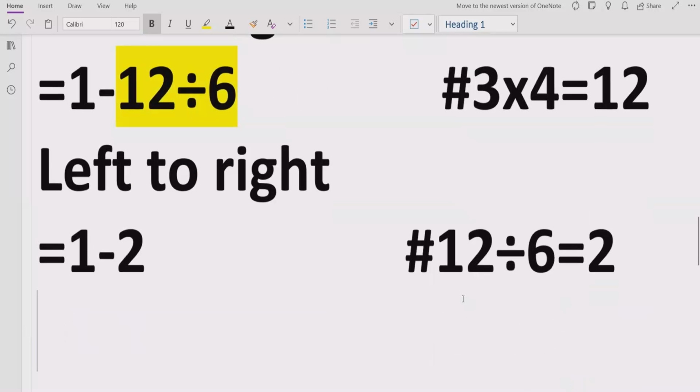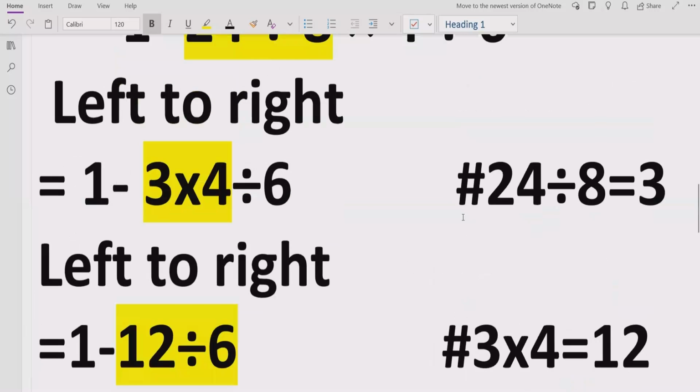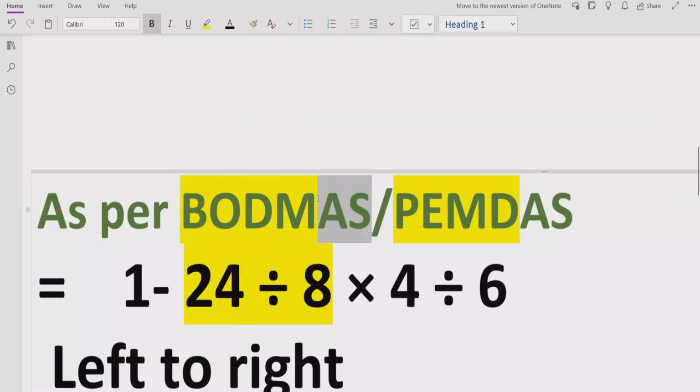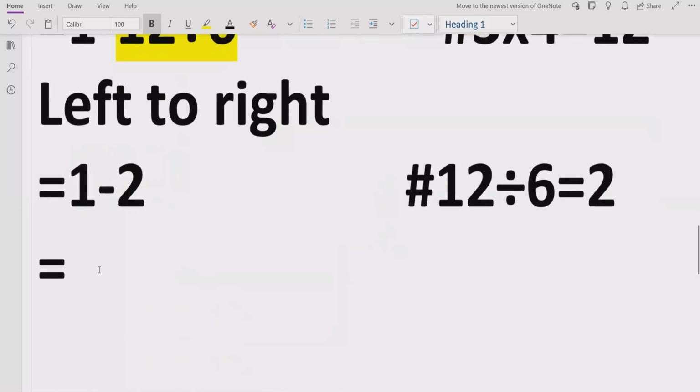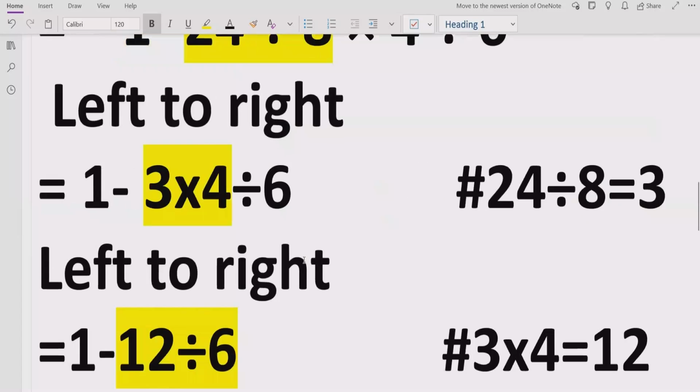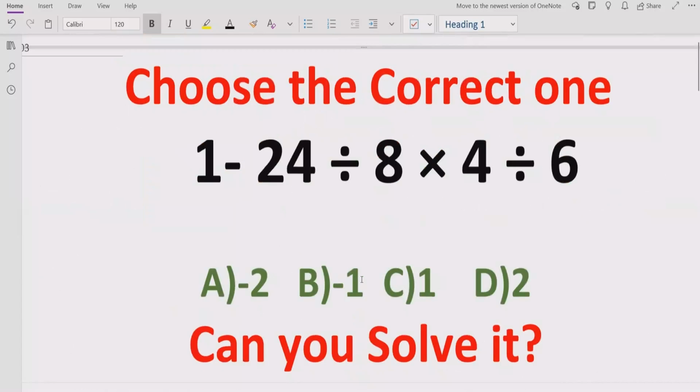Now we have two terms, 1 minus 2. We will subtract these two terms because we have solved all division and multiplication. So this time we have to solve the addition and subtraction. So now 1 minus 2 becomes -1, not 1. Why minus? Because we have the minus sign with the 2. If you see the answer list, answer B is the correct answer of this expression.